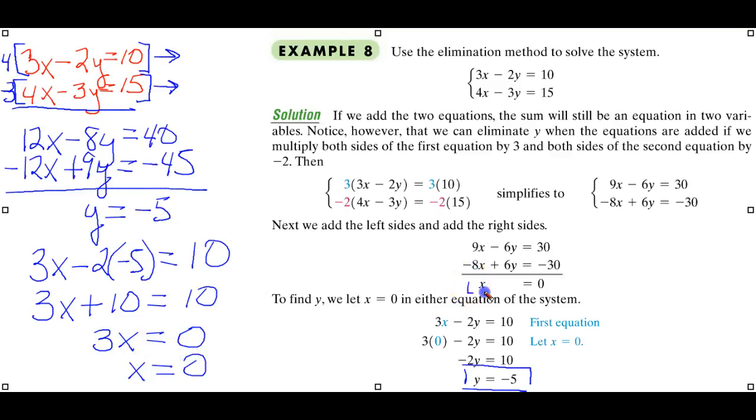Now notice they got the x first. There's two ways to do it. You get the same answers, whether you solve for one letter first or the other. So the key is your ordered pair then is (0, -5). And we use that particular technique.